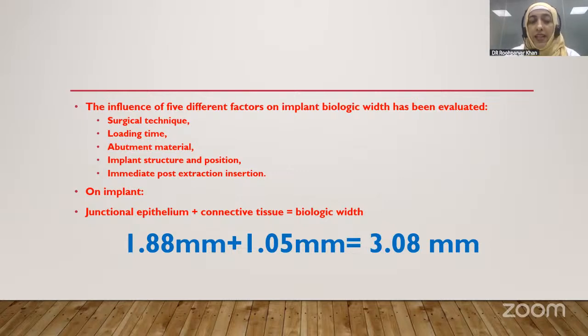Then what is the implant structure and position? Implant structure means whether it is a screw-retained or cemented implant. Here, the factor we have to consider is that if the abutment height is 4 mm or more, then we can give cemented implants. If the abutment height of the implant is less than 4 mm, then we have to give a screw-retained implant, because a cement-retained implant will not work if you don't have a good abutment height.